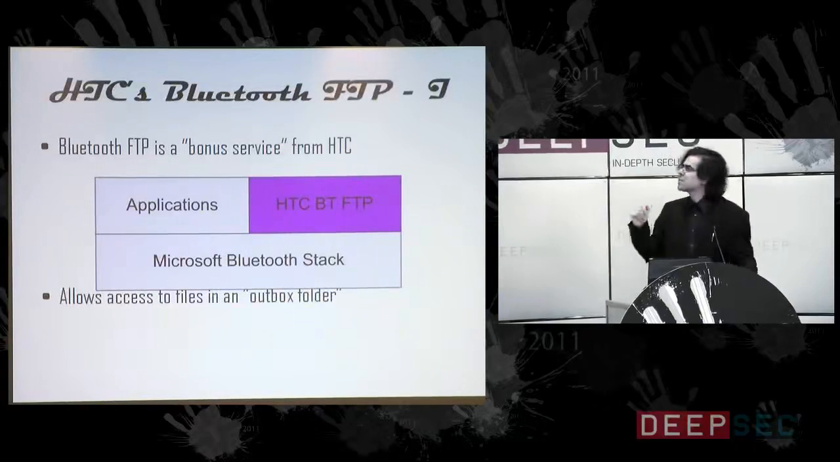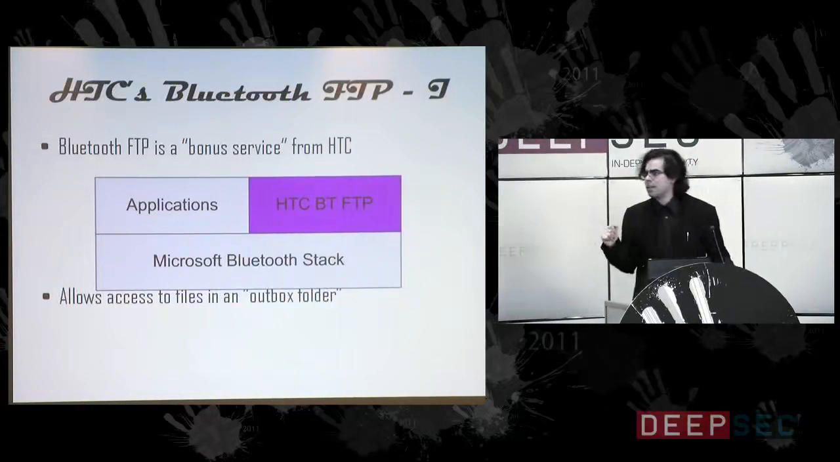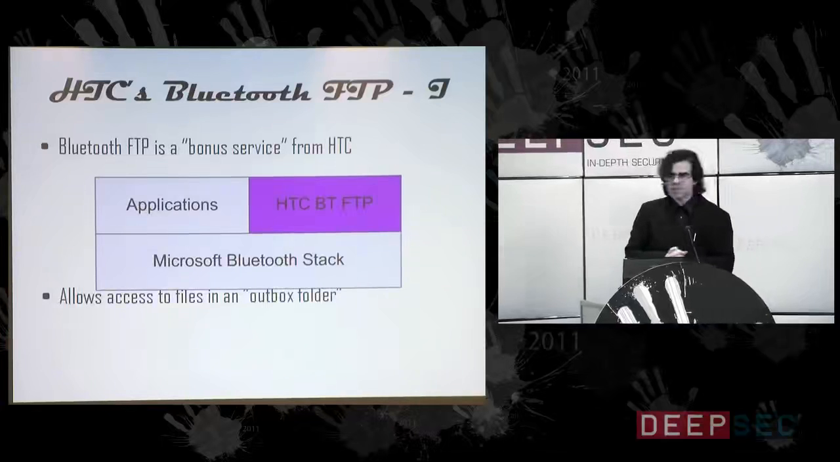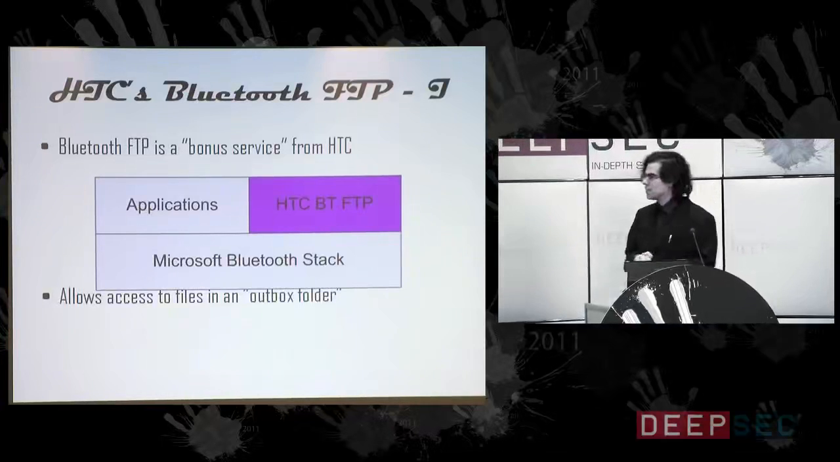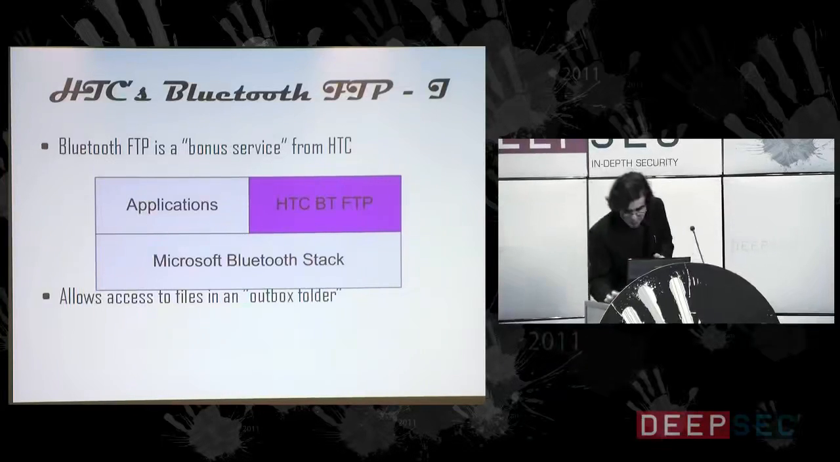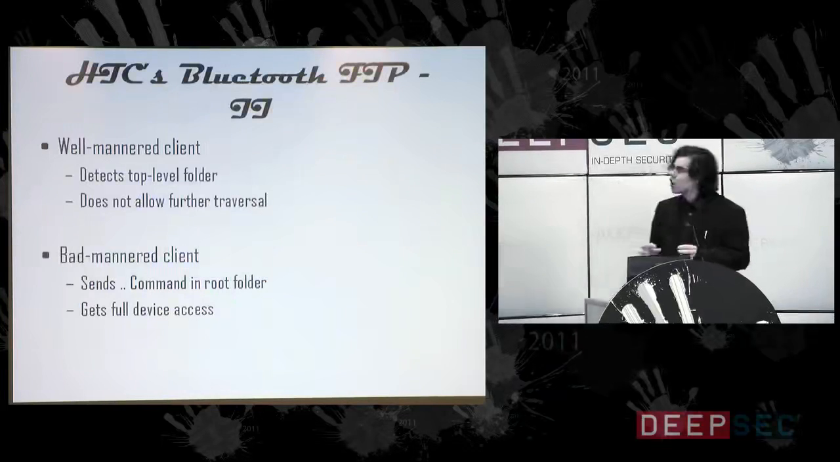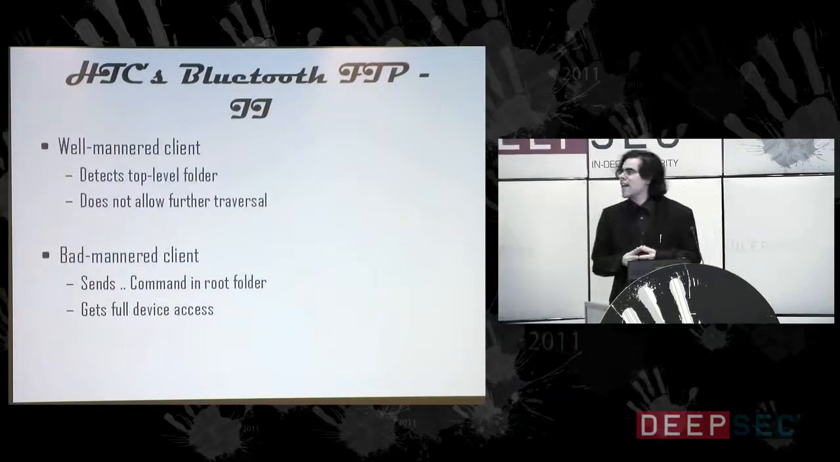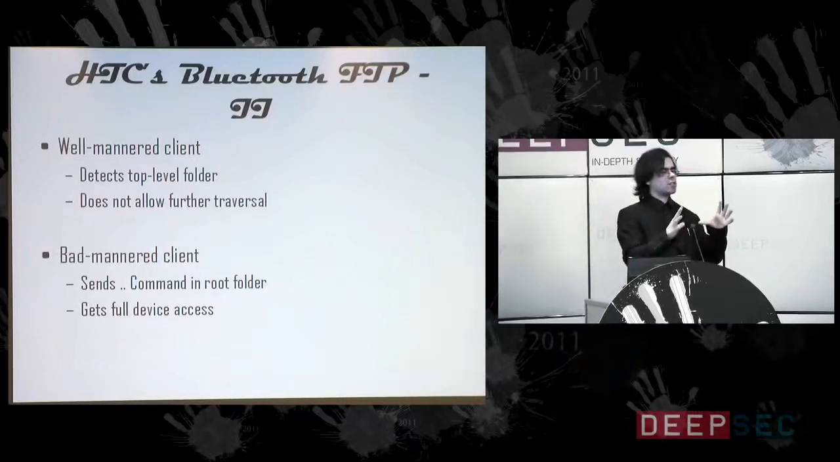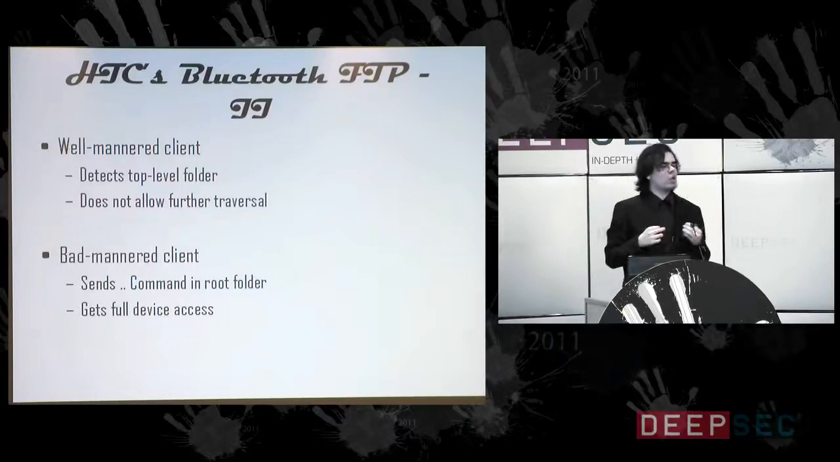An example for this was the HTC Bluetooth FTP. It was covered, I think, in some detail already today in the morning by the Windows Phone 7 guy. In case it wasn't, HTC Bluetooth FTP is a bonus gift to smartphone users, given out by HTC. It allows you to access files in an outbox folder of the phone. And a well-mannered client sees, I am in the outbox folder, I'm not allowed to go up anymore.